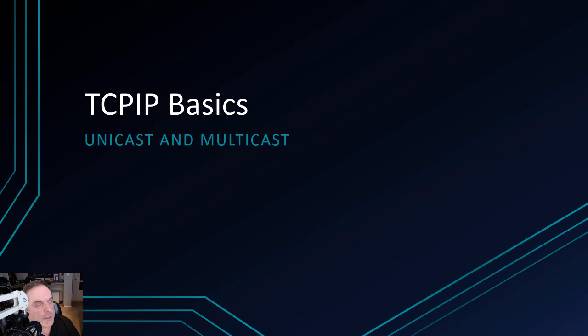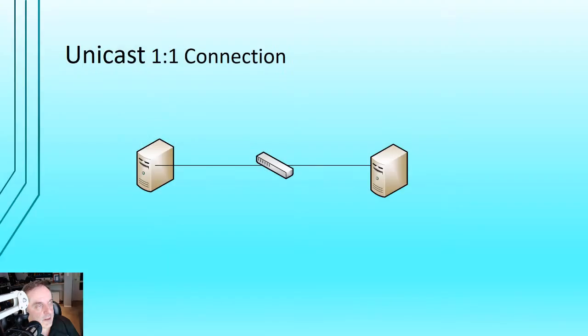Welcome back to another TCP/IP Basics video, and in this video we're going to cover unicast and multicast packets. A unicast connection represents an individual end device. If an IP packet is sent on a unicast address, it's intended only for that particular recipient.